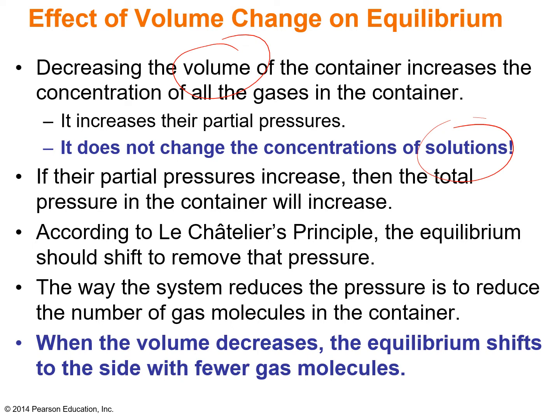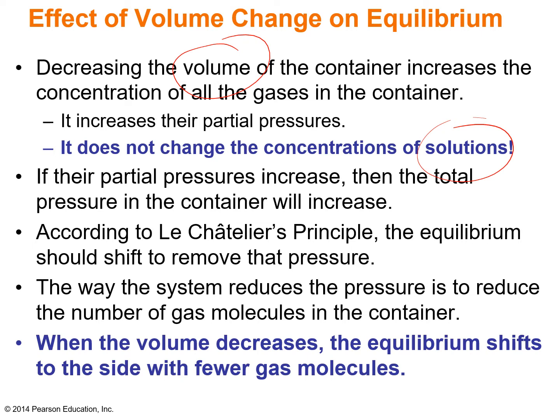And now that, of course, depends on what kind of species we're talking about. But if we're talking about gases, right, their partial pressures are going to be increased. If their partial pressures increase, then the total pressure in the container will increase. Again, their concentrations do not change, but the partial pressures do. Now, again, we're talking about a decrease of volume.